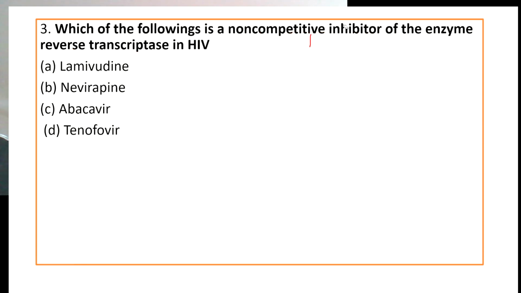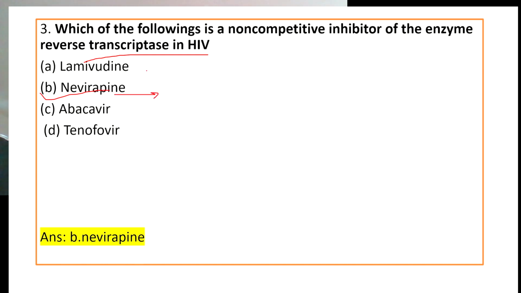Tell me which one of the following is a non-competitive inhibitor of the enzyme reverse transcriptase in HIV. The options are lamivudine, nevirapine, abacavir, tenofovir. The correct answer is B, that is nevirapine.